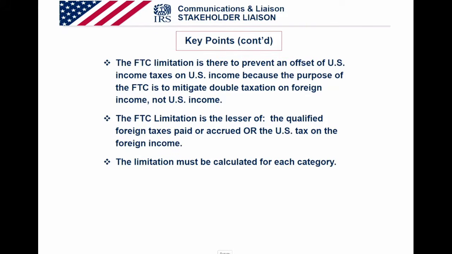In addition, the foreign tax credit limitation is there to prevent an offset of U.S. income taxes on U.S. income, because the purpose of the foreign tax credit is to mitigate double taxation on foreign income, not U.S. income. The foreign tax credit limitation is the lesser of the qualified foreign taxes paid or accrued, or the U.S. tax on the foreign income. One thing to always remember is the limitation must be calculated for each separate category of income. And now I'll turn it over to Marianne to continue.